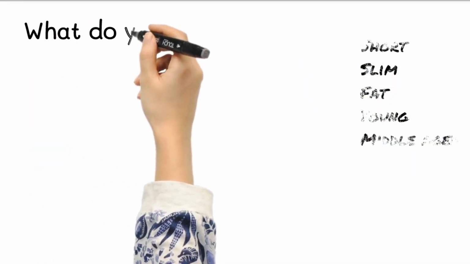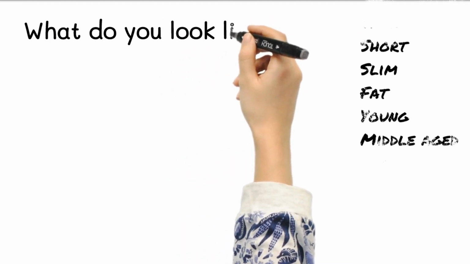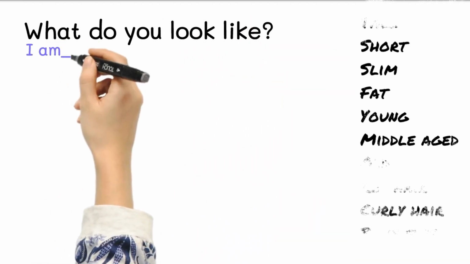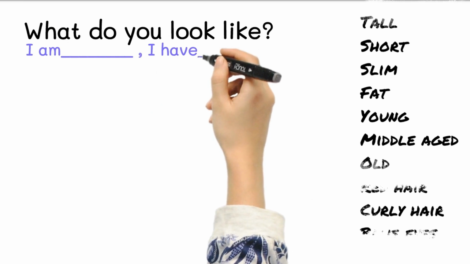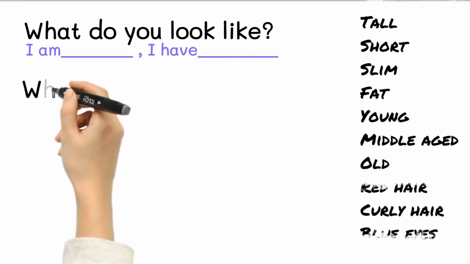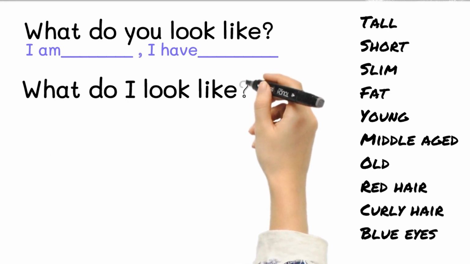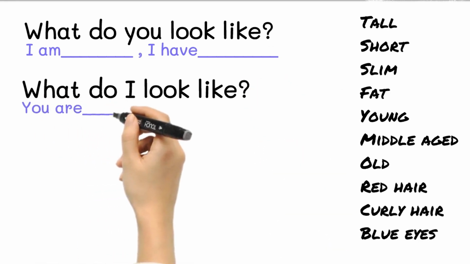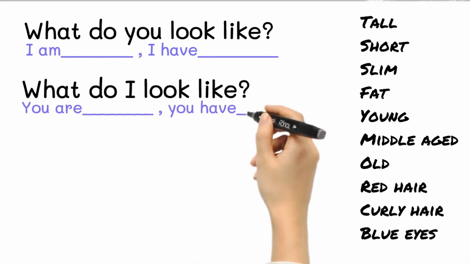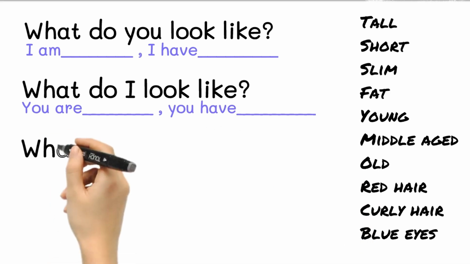Let's practice now. What do you look like? What do you look like? I am, I am. I have, I have. What do I look like? What do I look like? You are, you are. You have, you have.